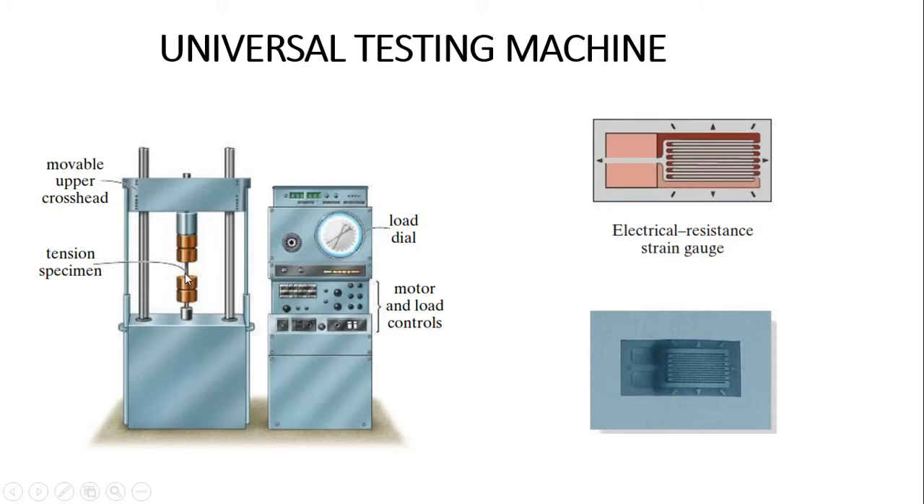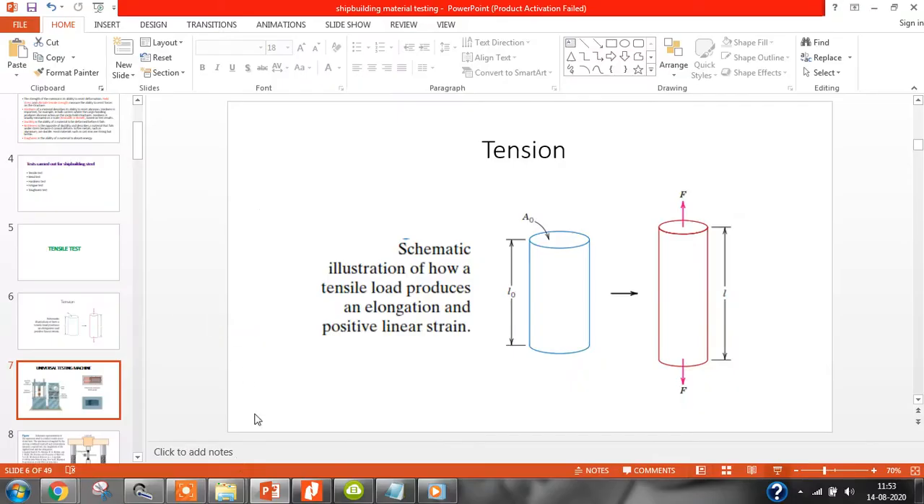And a small rod you can see here, no? Can you see the mouse cursor? Yes, sir. This small rod is your test specimen. You are fixing the test specimen in these jigs, and the upper crosshead can go up. The upper crosshead can move upwards.